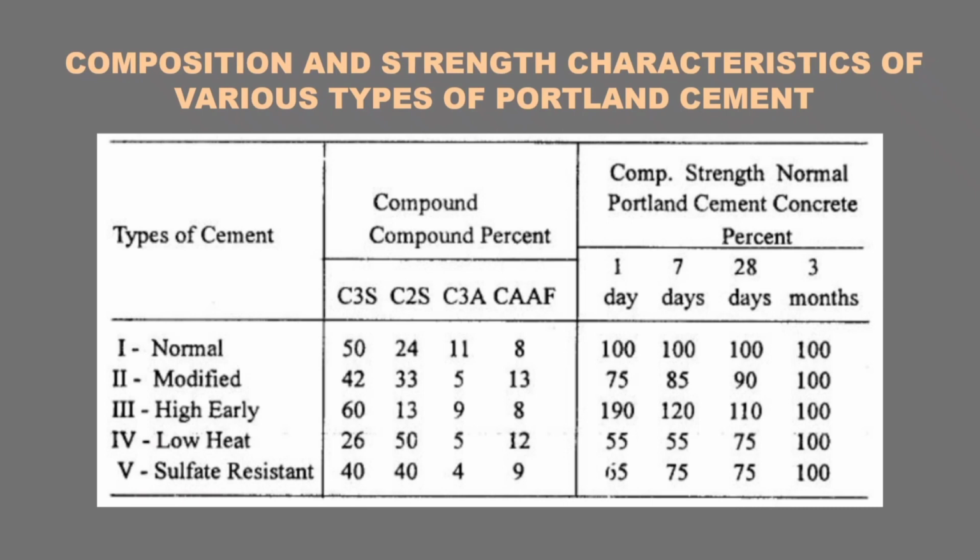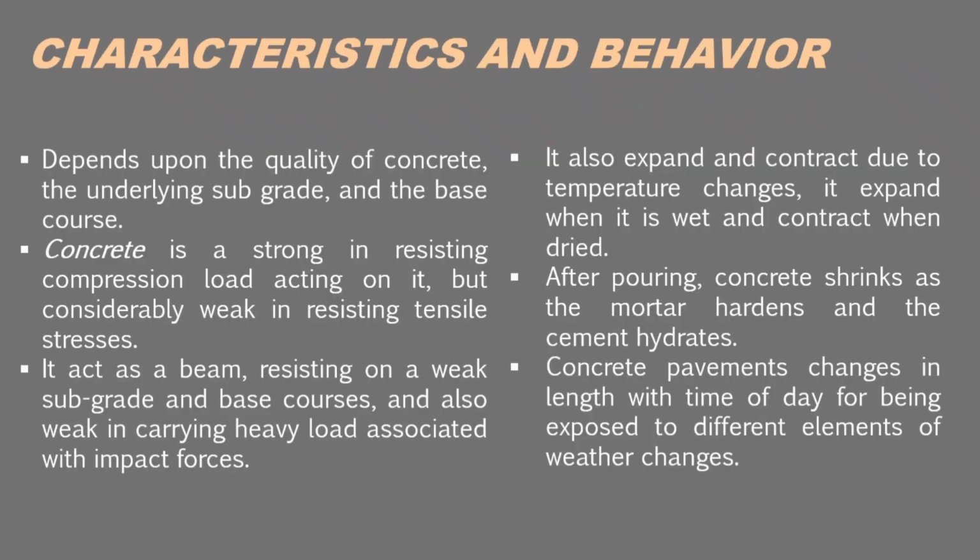And for the modified type, C3S is 42, C2S is 33, C3A is 5, and C4AF is 13. The Portland cement concrete strength in percent at 1 day is 75, 7 days is 85, 28 days is 90, and 3 months is 100. There are also characteristics and behavior of Portland cement.